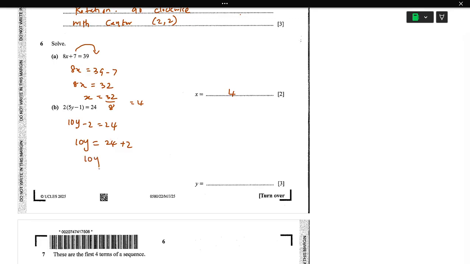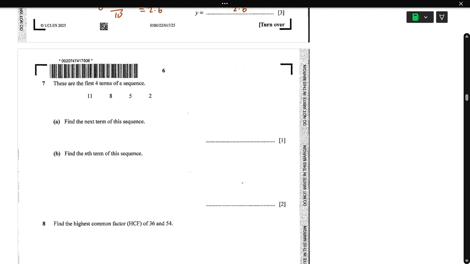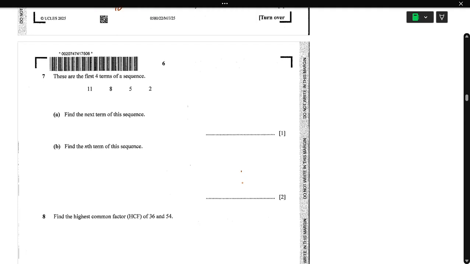So 10y equal to 26, y equal to 26 over 10, which is equal to 2.6. So 2.6 is the answer here. Next, these are the first 4 terms of the sequence. Find the next term of the sequence.